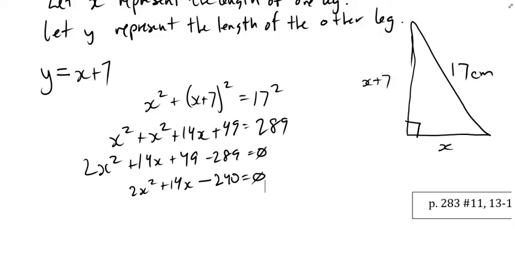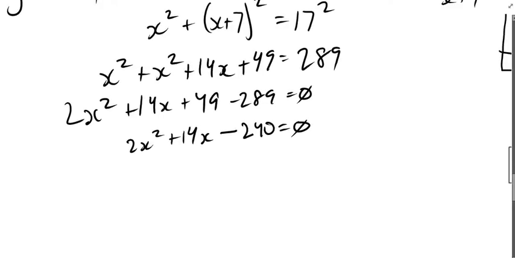So I got x squared plus 14x plus 49 equals 289. Right, so this right here is x plus 7 all squared. Collect like terms: 2x squared plus 14x plus 49 minus 289, so 2x squared plus 14x minus 240 equals 0. Everybody get that? Okay, now you've got to factor it.